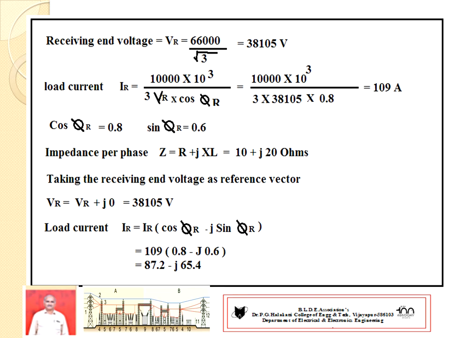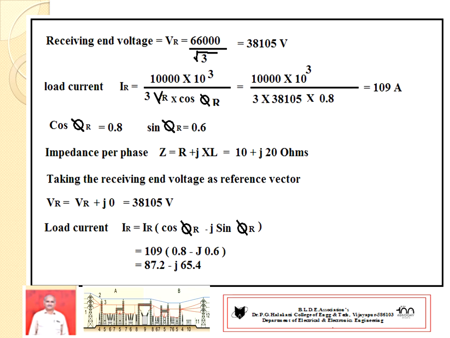So it is a three-phase transmission line. Calculate the load current by using the three-phase power expression. Power equal to 3 times VI cos phi. Load side, we are getting 109 ampere. Load side power factor is also given, cos phi r 0.8, then sin phi r becomes 0.6. Then impedance per phase, this is also a given value, 10 plus j20 ohms.